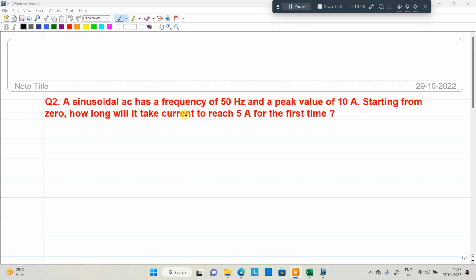A sinusoidal AC has a frequency of 50 Hz and a peak value of 10 amperes. So that means frequency is equal to 50 Hz. Peak value, that is the maximum value, is given as 10 amperes. It is starting from 0. How long will it take to reach 5 amperes for the first time? So that means the I value is equal to 5 amperes. At what time do we need to calculate? Okay, this is the problem.